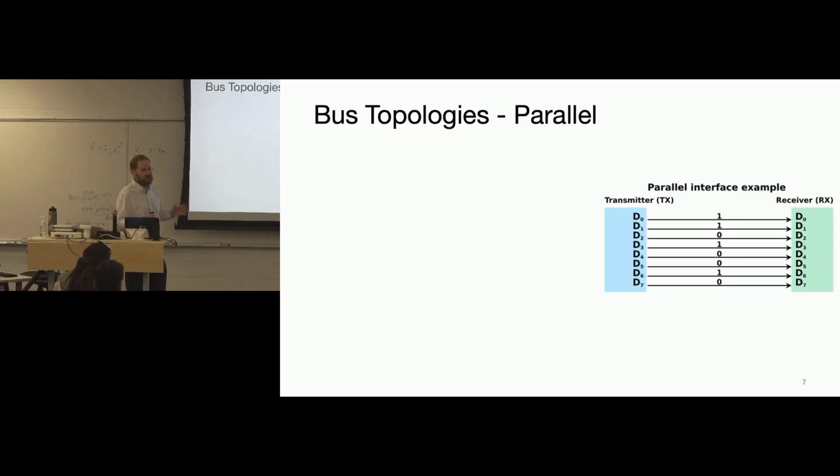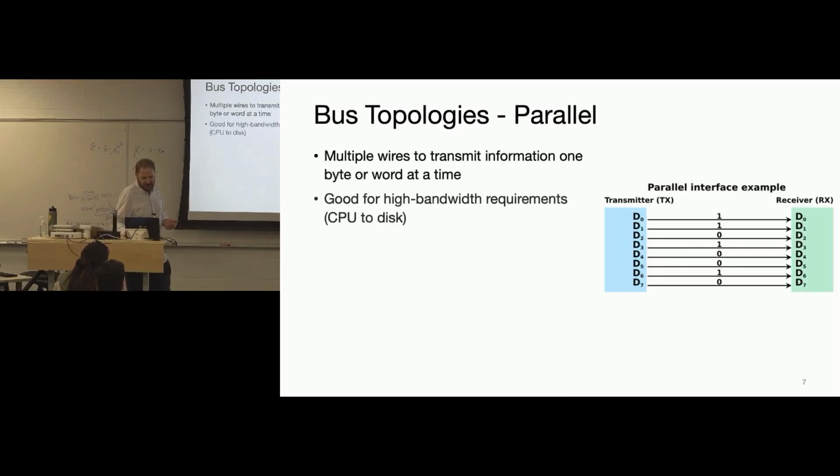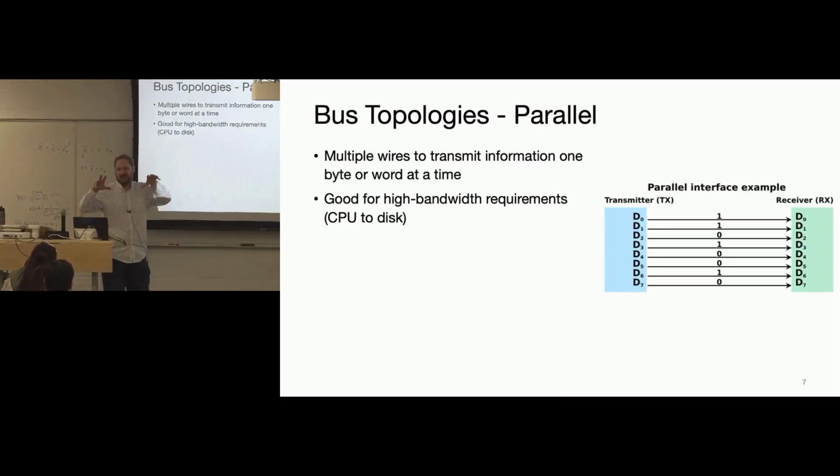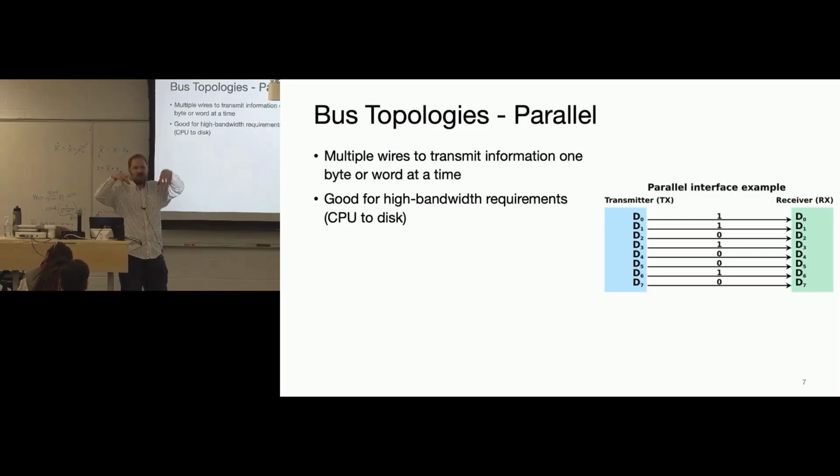Parallel buses should be somewhat familiar because that was what memory mapped I/O was run on. You have multiple wires, maybe doing a word at a time. Good for high bandwidth requirements, say a CPU talking to a disk. And I should have said, this is all in the context of two chips talking to each other. On-chip communication still uses this terminology and would use a parallel bus, but will give you a different set of constraints and requirements. So all these lectures are about thinking about how two chips will talk to each other.